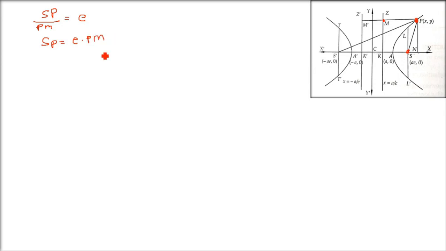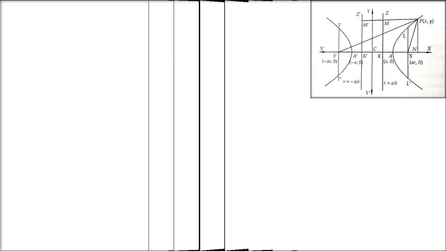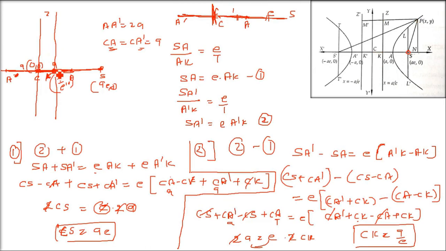Now we'll square it also. I told you this S point we just got as AE comma 0. And what about this point? We know from C to K it's A by E. We already know, we just got it. From C to K, if C is 0, 0, then the K point is A by E comma 0. Okay, I'm talking about this.